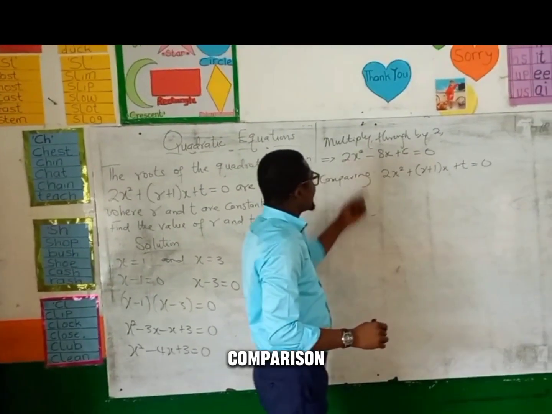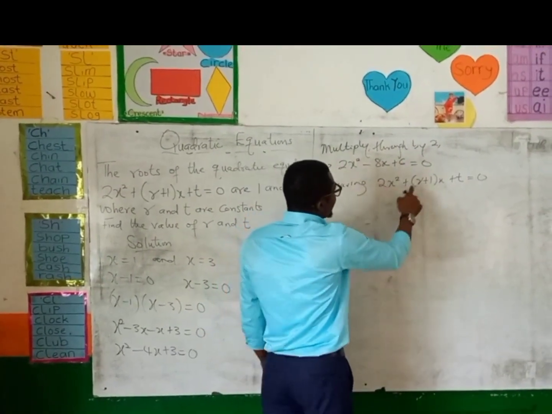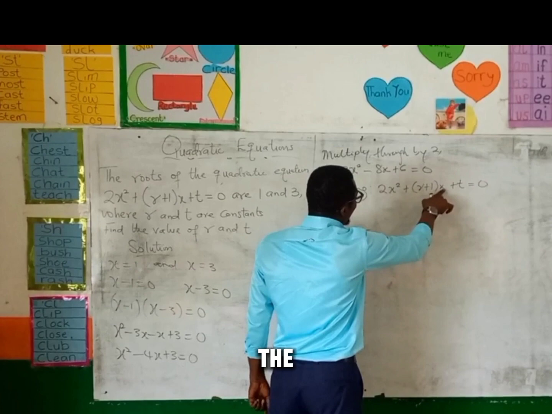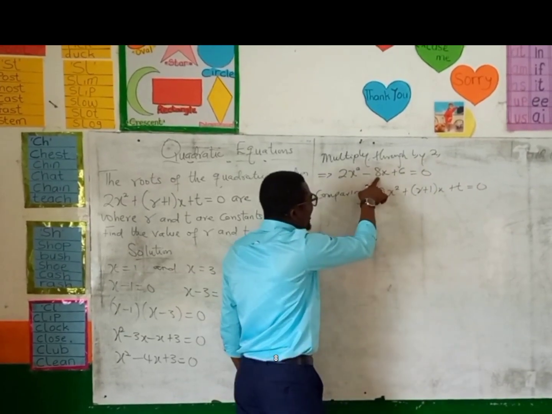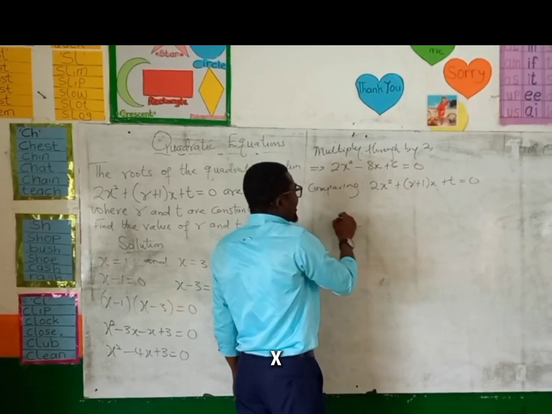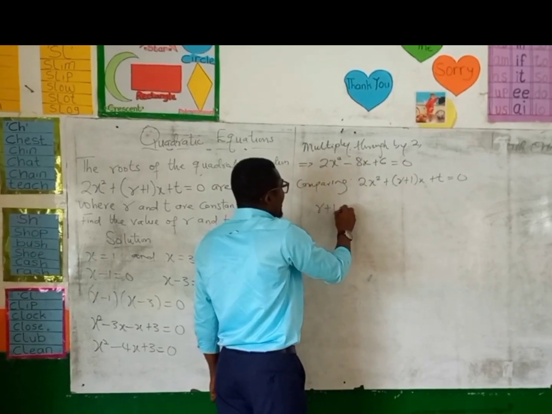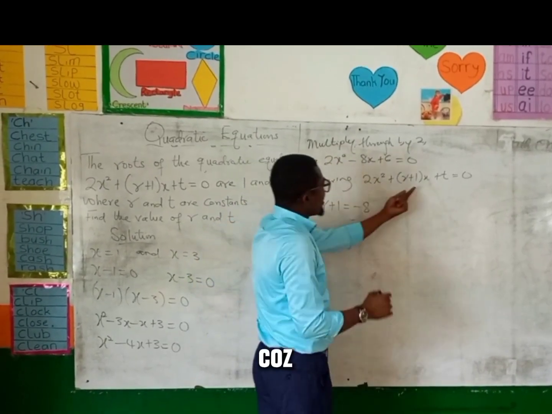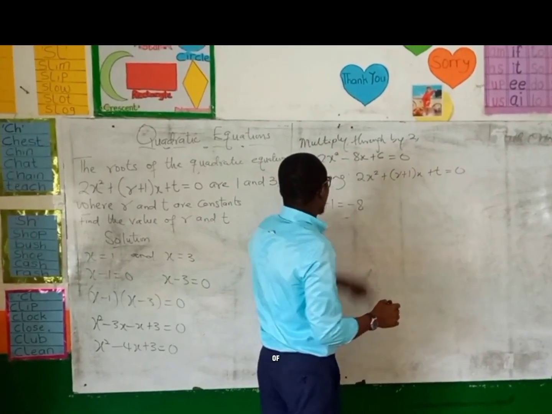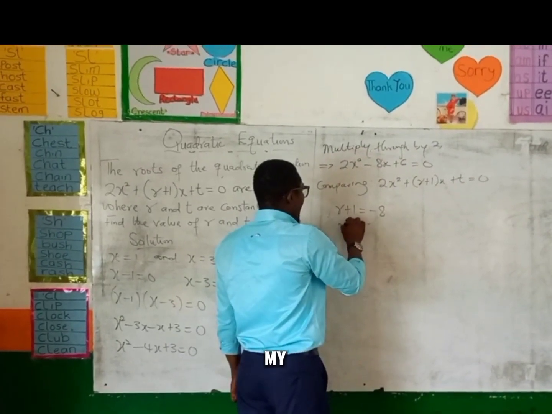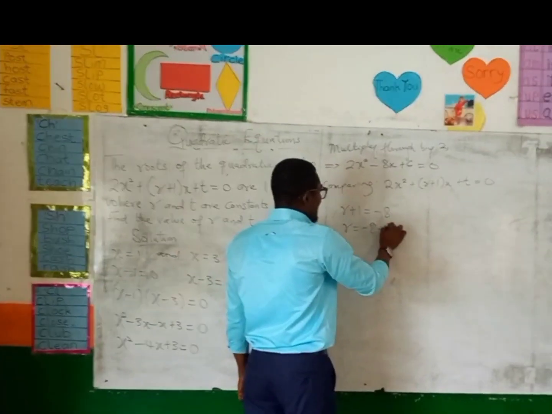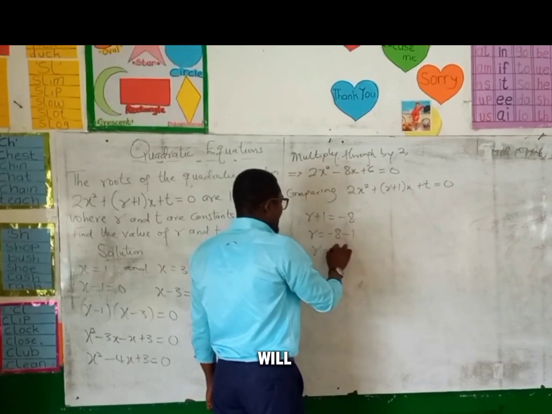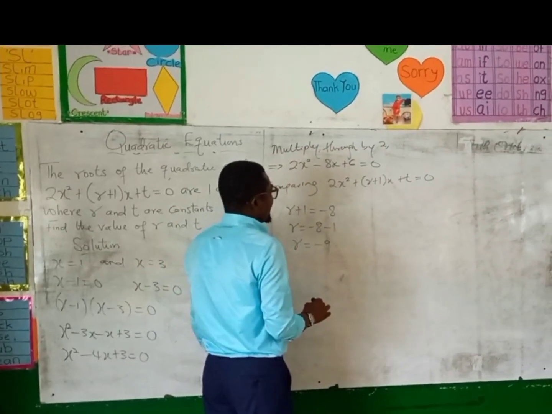Now in my comparison, I can say that my r plus 1, which is the coefficient of x, is equal to -8, which is also the coefficient of x here. So I would say that r plus 1 is equal to -8, because this is the coefficient of x, that's the coefficient of x. So it means that my r will be equal to -8 minus 1. That gives me r is equal to -9.